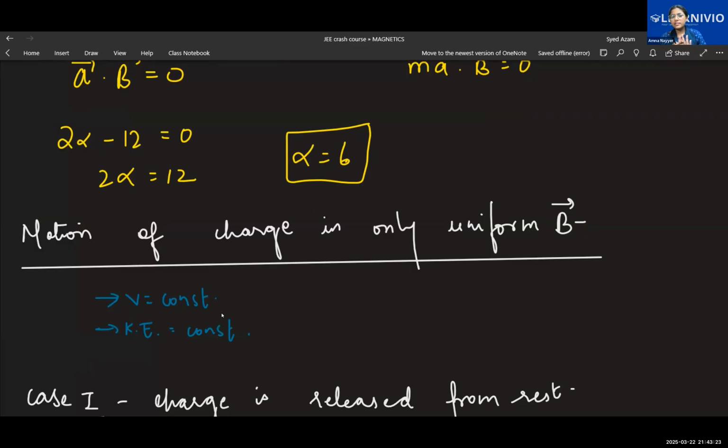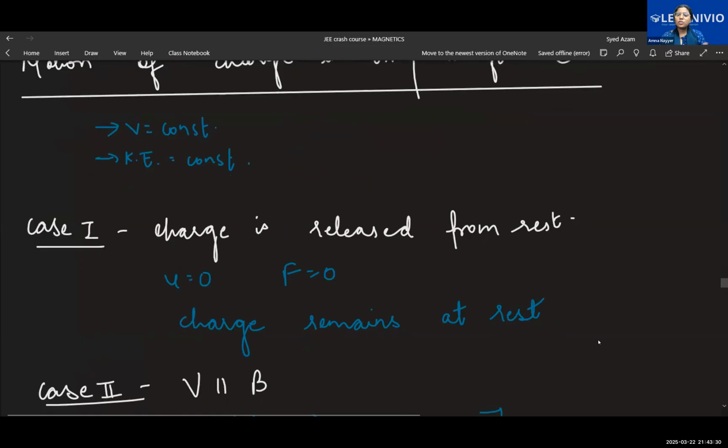Now there are 4 cases. These cases you must have already studied. So first case is when the charge is released from rest. When the charge is released from rest, initial velocity will be 0. The charge remains at rest and force is also 0 here. So these are the 2 important conclusions: the charge remains at rest because there is no initial velocity, and there is no force to move it.